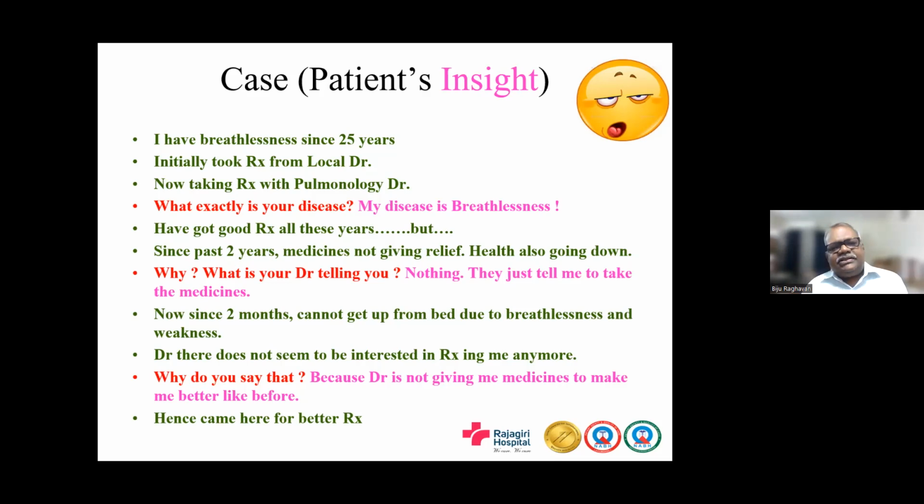So if you look at this, if you dig more, the patient has no idea about what the disease is. All that the patient knows is that his disease is breathlessness, though we know that breathlessness is just a symptom. So he doesn't have much of an idea of the disease. And why, for 2 years, medicines are not giving him relief as they used to, there also, there's a blank, nothing. They just tell me to take medicine.